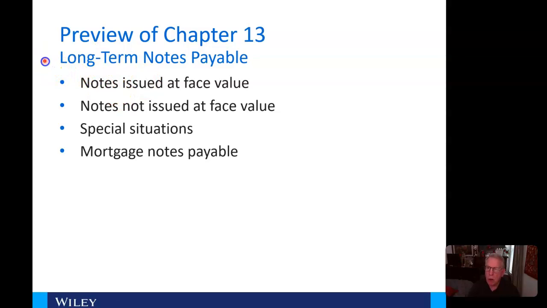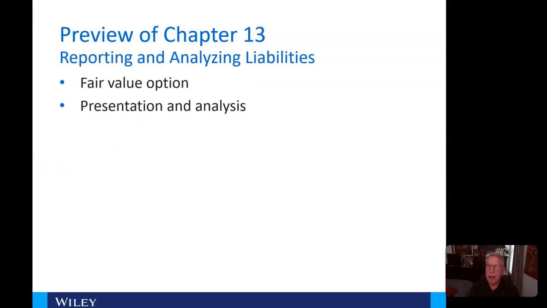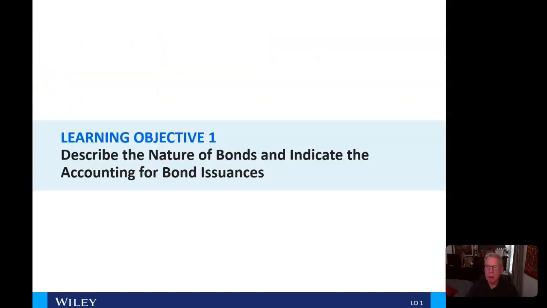As we transition to long-term notes payable, here we have notes issued at face value, notes that aren't issued at face value, other special situations, and finally, mortgage notes payable. I always like to let my students know that most likely at some point in your life you're going to be buying a home. And knowing how mortgages work will help you personally as well as professionally. Okay, then we'll look at how we report and analyze liability. What is that fair value option? And then how we present and analyze those liabilities.